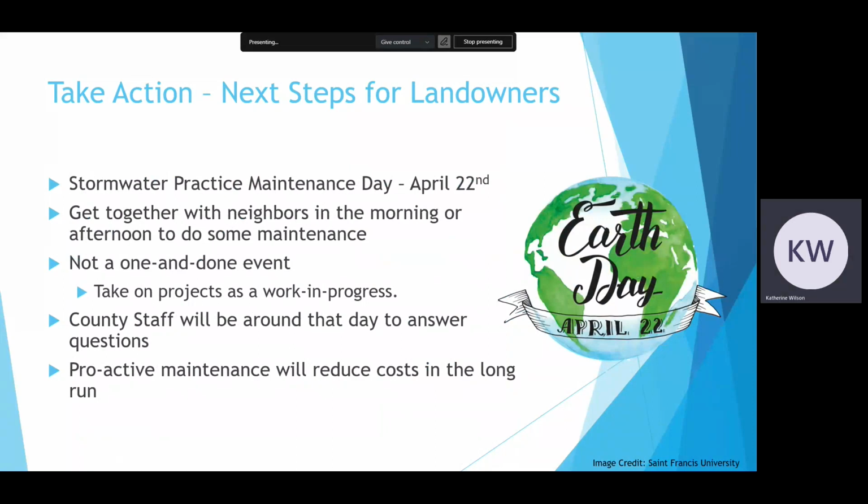We will be around all day on April 22nd or before to answer questions. If you are unsure of something or not sure if something needs to be fixed, call us. We will come out and take a look. It's key to remember proactive maintenance is going to reduce costs in the long run, and you want to keep these systems functioning. You don't want them filled up with sediment and debris and for them not to be doing their job. We want them to filter our stormwater runoff and improve our water quality.